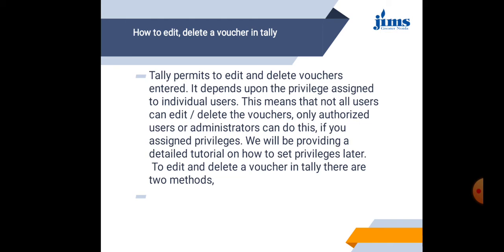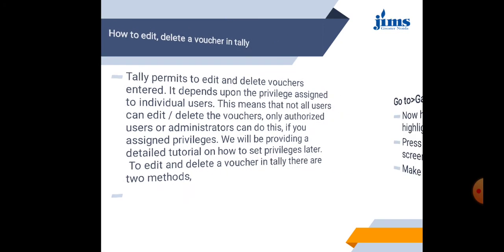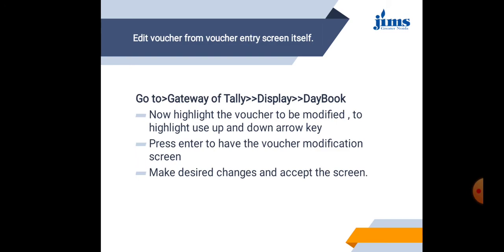So to edit and delete a voucher in Tally, there are two methods. Number one, edit a voucher from the voucher entry screen, that is, go to Gateway of Tally, Display, Day Book. Now highlight the voucher to be modified. To highlight, use the up or down arrow key. Press Enter to get the voucher modification screen. Make desired changes and accept the screen.